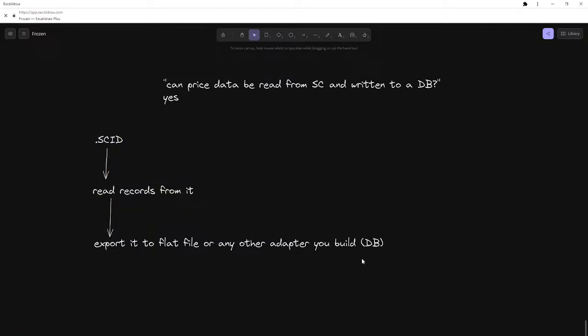And then you would just need to build some kind of adapter to your target database or to the flat file. Or you could put it to another flat file in a different format, and then use some other script to move it to a database. A lot of you are Python coders, so maybe that'll be easier than coding the adapter in C++.